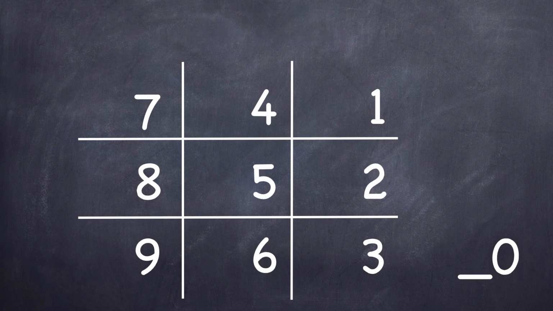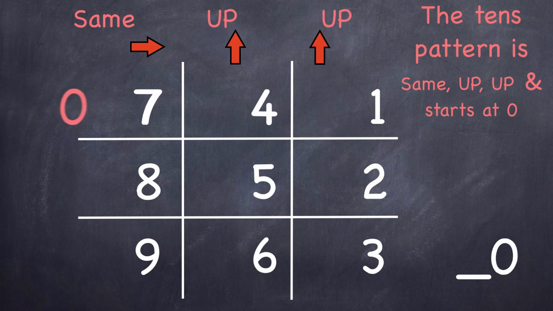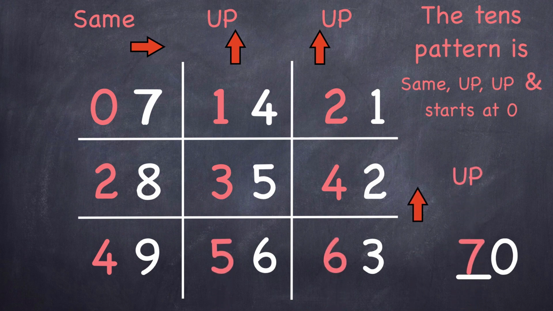Now the pattern in front of the tenses is simple. It's same, up, up, same, up, up, same, up, up, up. So we start with 0, and we go same, 0, up to 1, up to 2. Then we bring that same 2 down, and up to 3, and up to 4. We bring that same 4 down, and up to 5, up to 6, and then we go up to 7. And just like that, you are ready to create the 7s. Have fun.